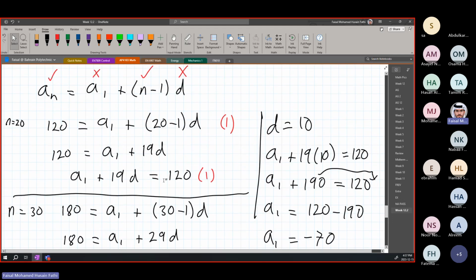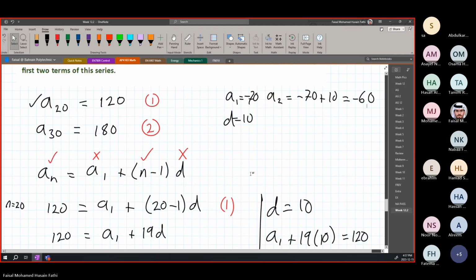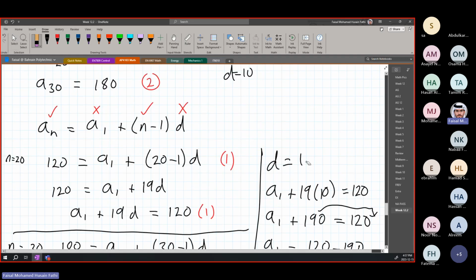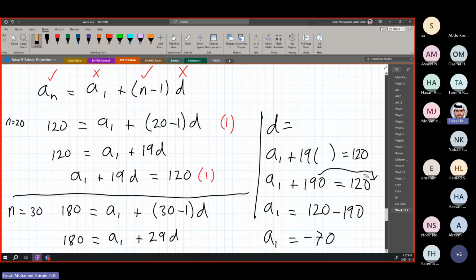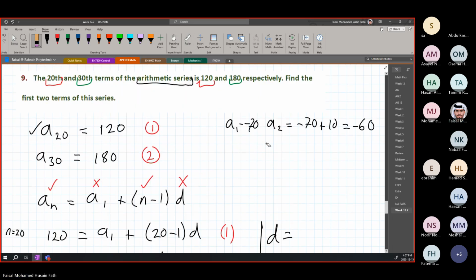Let me just double check my work. No. Oh, D is equal to 6. Yeah, I don't know why I put 10. Thank you so much. All right. Sorry about that. So D is equal to 6. I just copied it wrong up here.